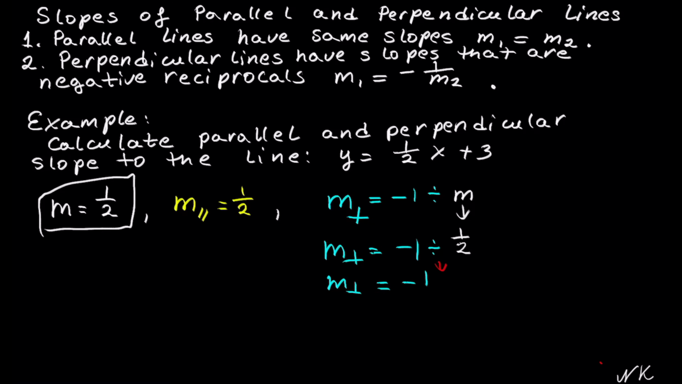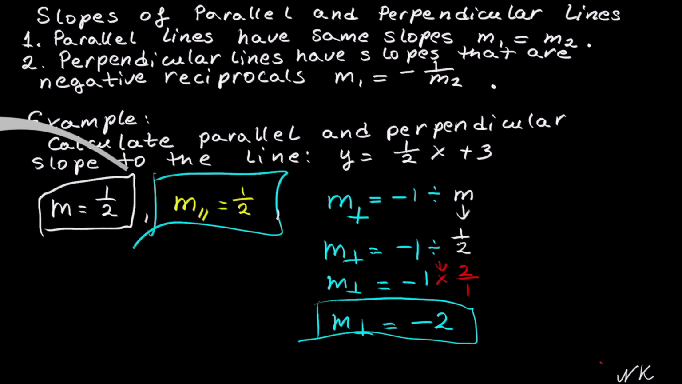We change division into multiplication and flip the second fraction, so 1/2 becomes 2 out of 1. This gives us perpendicular slope is equal to -1 times 2, which gives us -2 out of 1, or -2. So the perpendicular slope to this line is -2 and the parallel slope is 1/2.